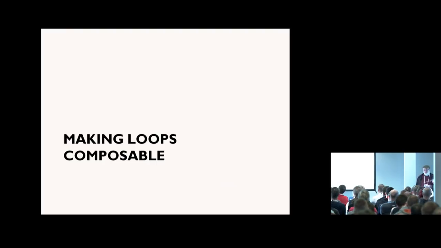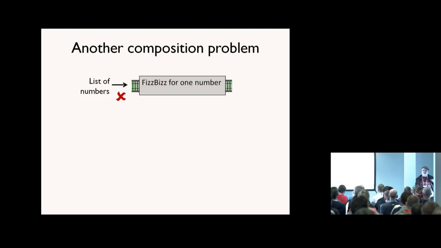There's one other thing we need to talk about, which is loops. I said there are no loops. Okay. Loops are not composable. So we have a FizzBuzz that only works for individual numbers, and the goal was to work with lists of numbers, and we can't pass a list of numbers into this function because it only takes single integers.